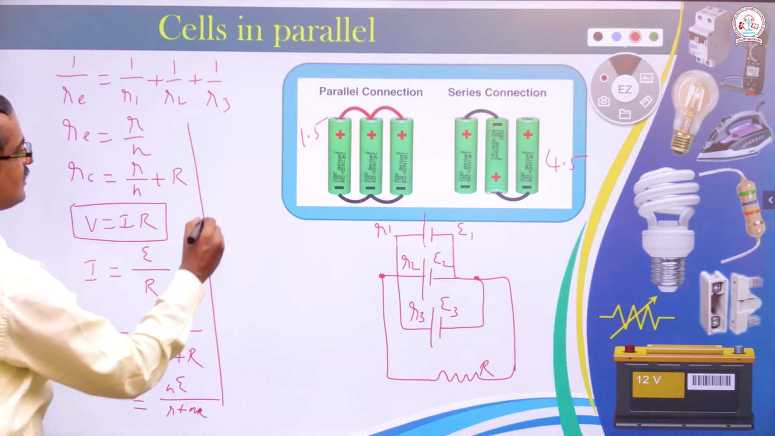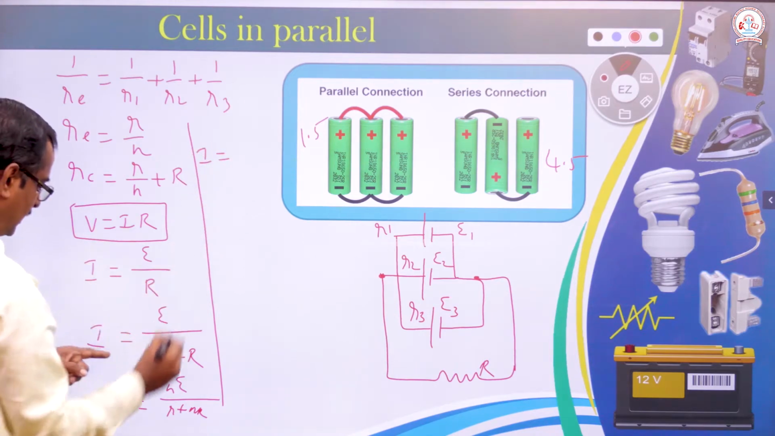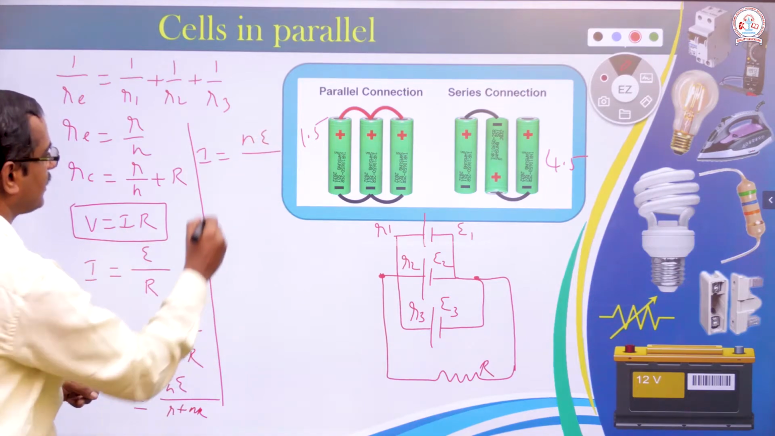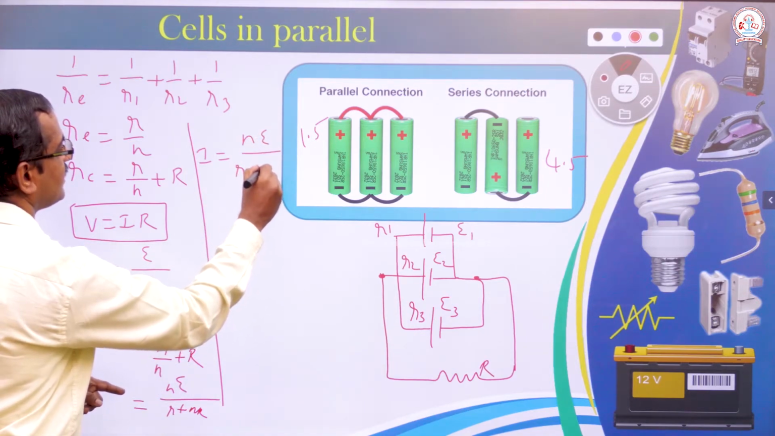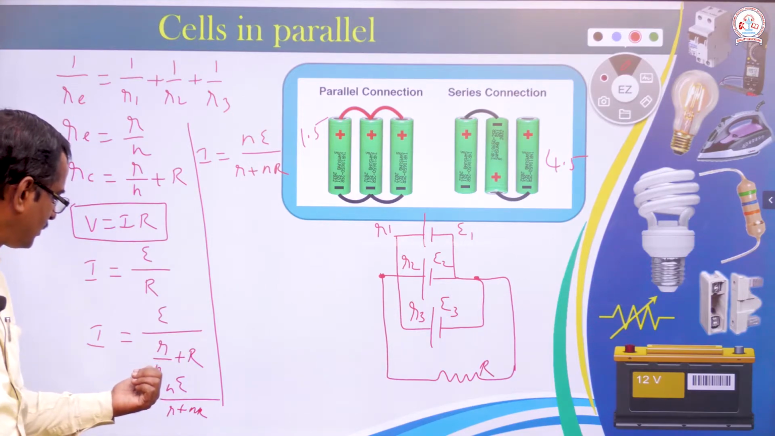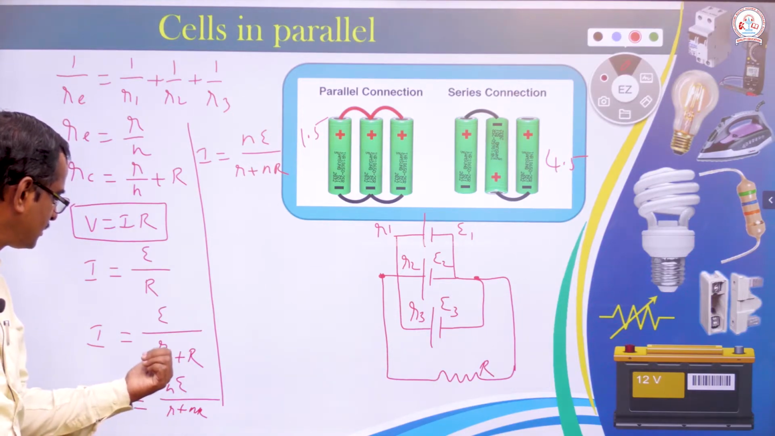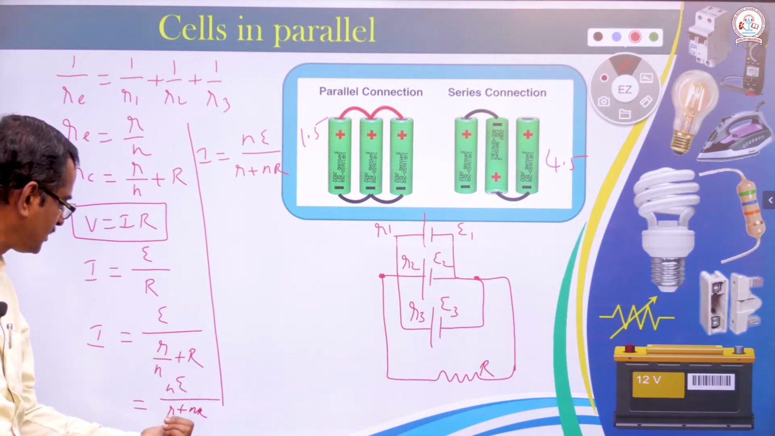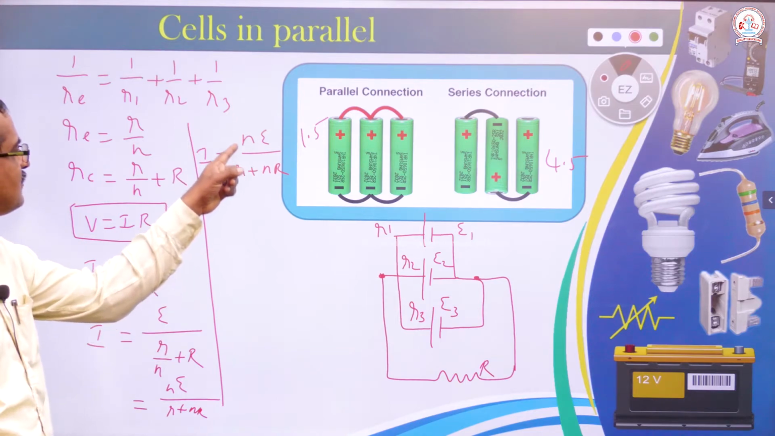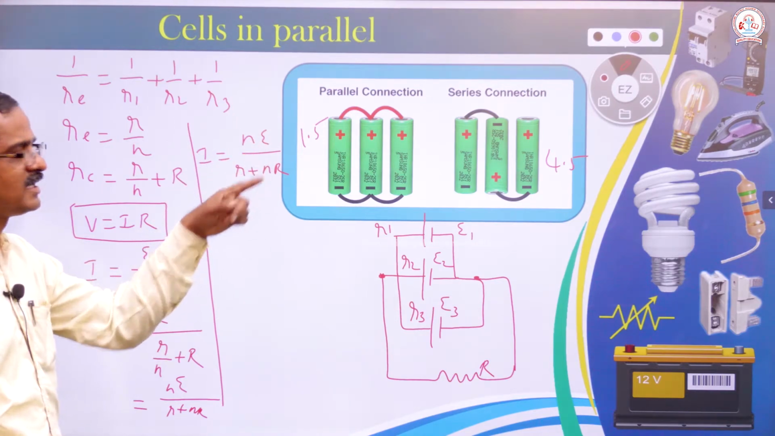So we can write current I is equal to N into epsilon divided by R plus N into R. Here we have taken N common. So we get R plus N into R, that N is brought to the numerator. So current I is equal to N into epsilon by R plus N into R.